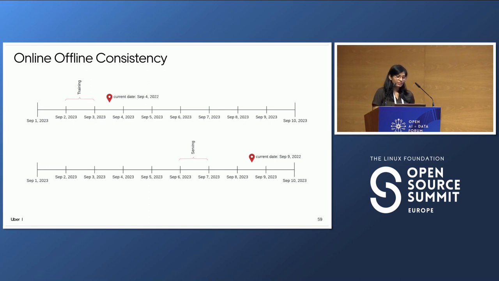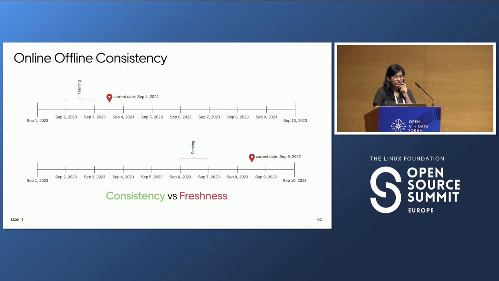Now, how do you resolve this? One way is to train your model with older data. Instead of training with yesterday's data, you train with the day before yesterday's data. But with some models, it's not always possible, and they want fresher data for serving. So it's a compromise between higher consistency and more freshness. For example, if your model is doing fraud detection, then you want fresher data and you can potentially compromise on consistency.